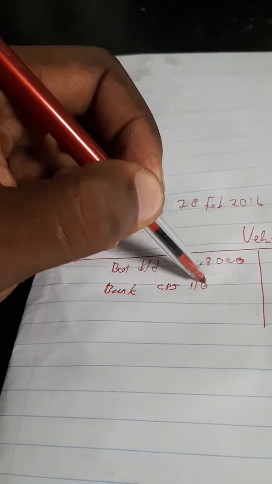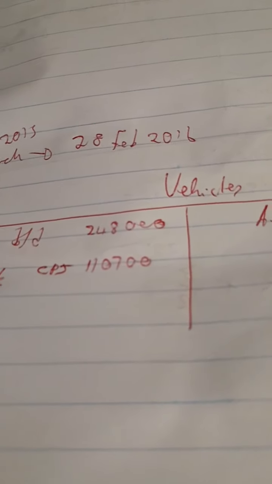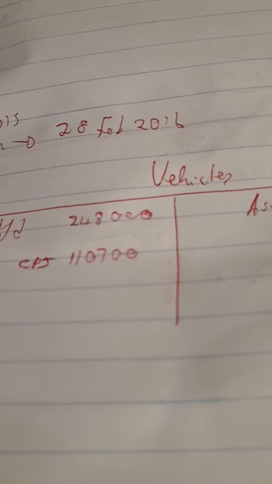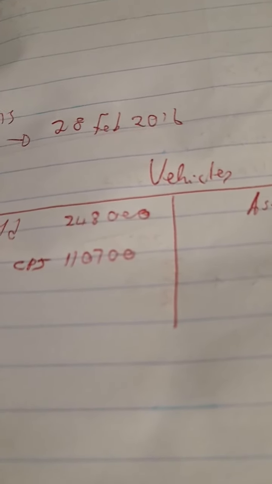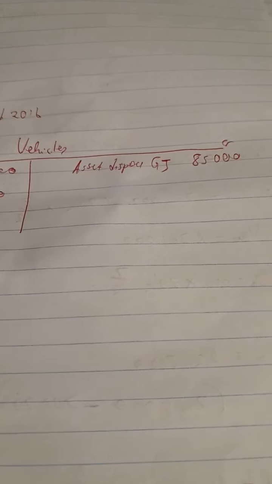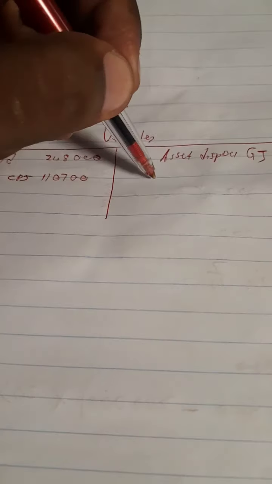So then it's 110,700. Let me confirm the numbers. It's 110,700. I was confirming on my calculator. So then it's bank. We are coming to the other side, the credit side. What are we going to write there? Nothing. We are only writing balance carried down. So you are done now.